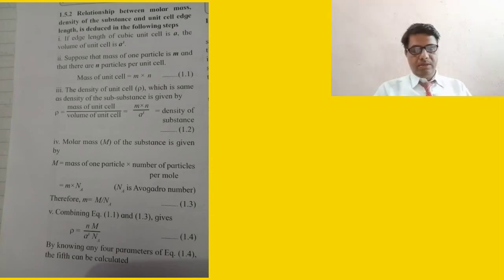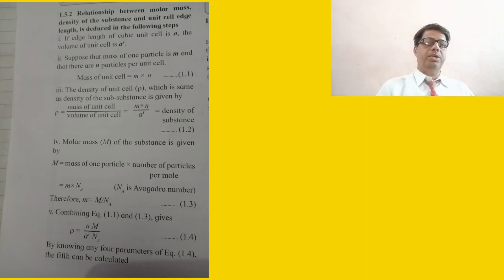If we know the different parameters, then we can calculate at least one parameter from this equation. That is, there are 5 parameters in this equation; if we know any 4 parameters, then we can calculate the remaining one. So simple, this is the relationship between molar mass, density of the substance, and unit cell edge length. This is asked for 2 marks in your examination.